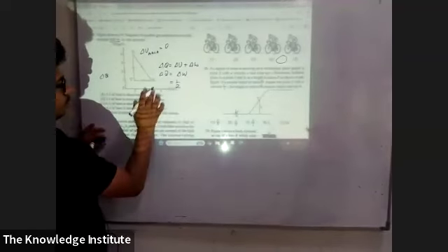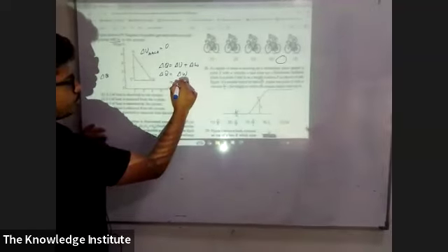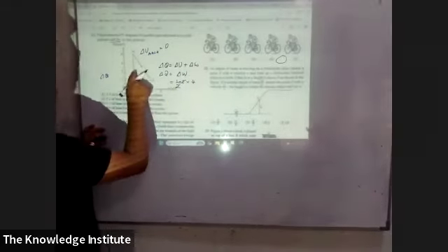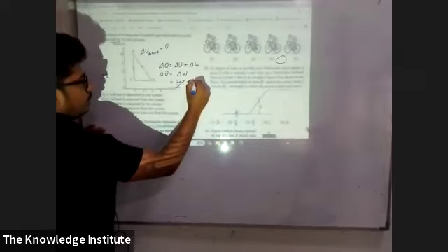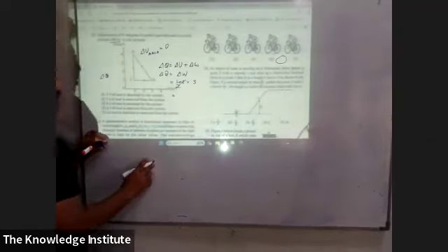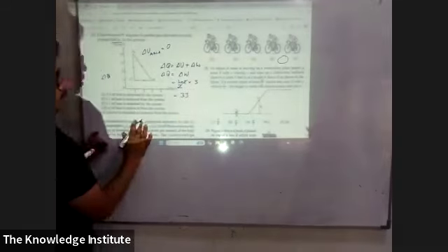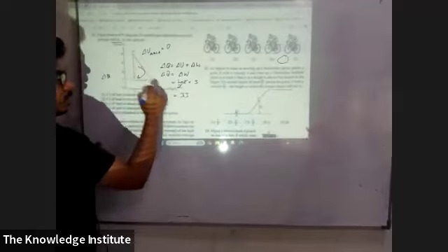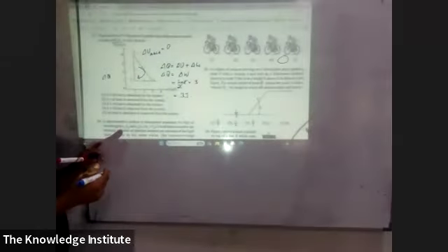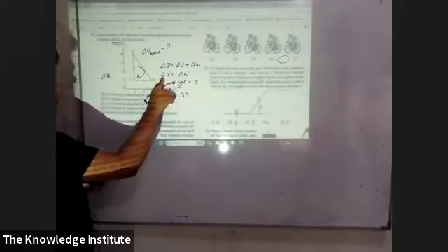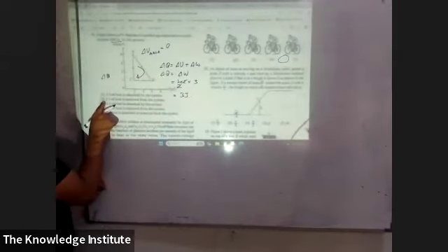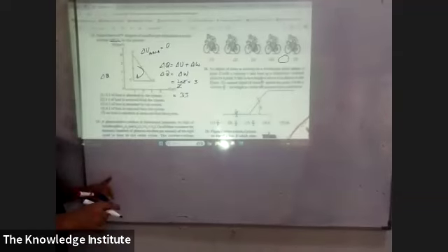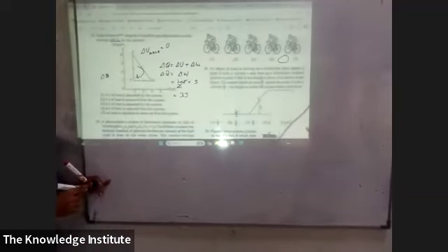So half into 2 into height, which is 4, so 1, 2, 3, it is 3 joules. If it's clockwise, delta W is plus, right? Delta W plus means delta Q also plus. So 3 joule of heat is absorbed by the system. This one is the answer.